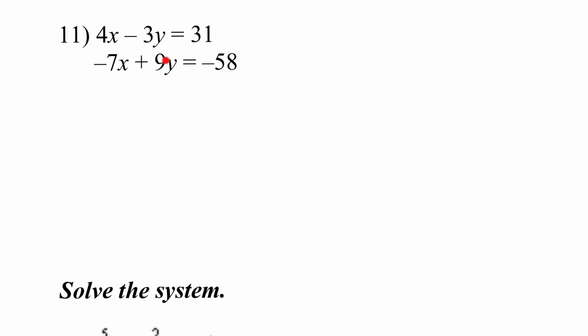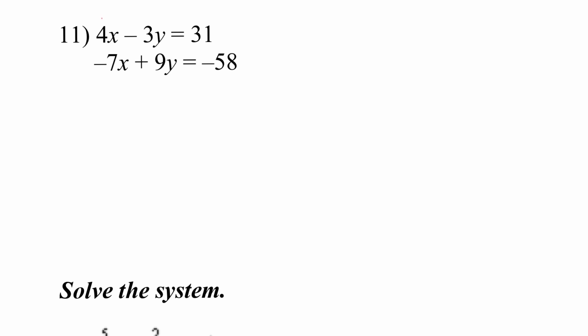For the y's, it's a little bit easier to eliminate because I can multiply the top y by 3, and that will make it the same number as the bottom. So I don't have to do anything to the bottom equation, but I can multiply the top equation by 3. So the y's will have the same number, and they already have different signs. So that's good. That's what we want.